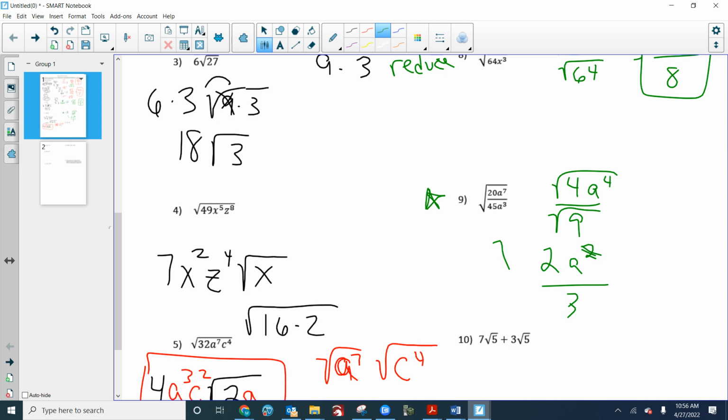Because we divided by 5. 20 divided by 5 is 4. 45 divided by 5 is 9. So we just reduced the fraction 20/45. What number goes into 20 and 45? 5. And we got 4 ninths.